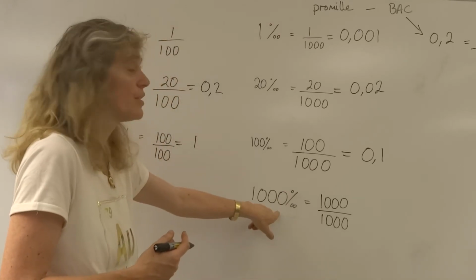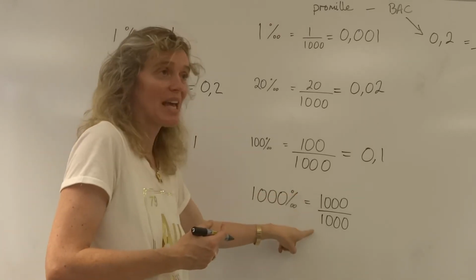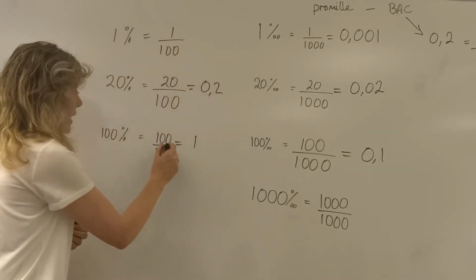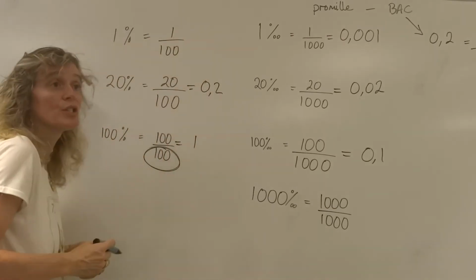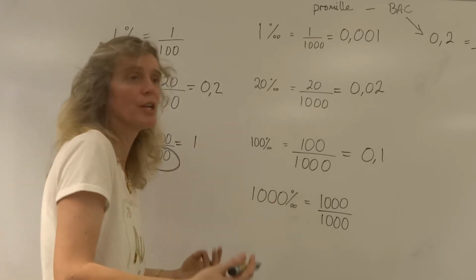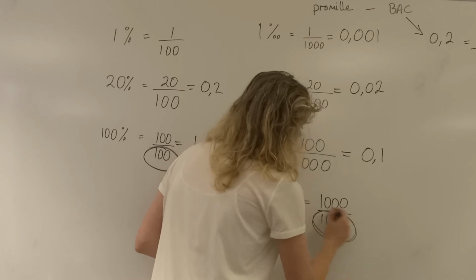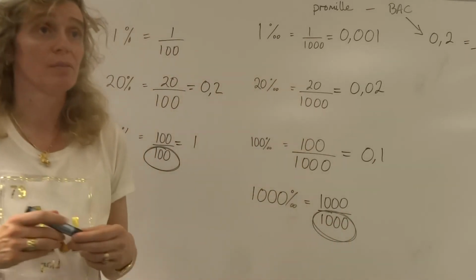And 1,000 promille is 1,000 out of 1,000. So it's just that you've changed what the dividing number is here. When it comes to percent, we always know we're talking about out of 100. If they're talking about the term promille, they're always talking about out of 1,000. Okay?